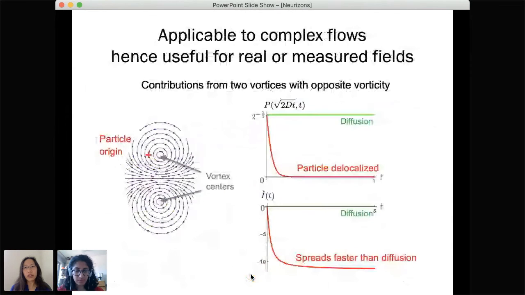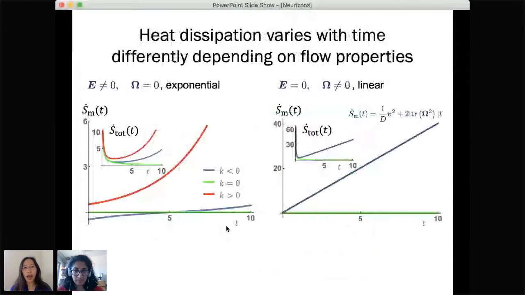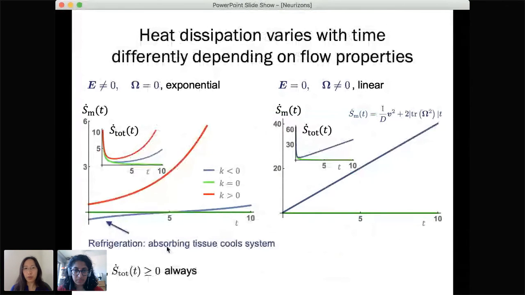We can also then apply this to more complex flows. And because this is a formalism that can be used for a flow field of arbitrary kind, we can apply it for that particular neighborhood. And we see that even for, let's say, here with two vortices, we find different results for the localization and for the information. And we can also find some effects of some temporary refrigeration as well, which may or may not be happening. So in some kind of sucking or absorbing fluids, maybe this could also be a cooling for the system, which may be something that we could test experimentally.